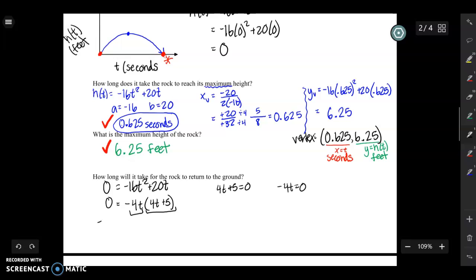So let's go ahead and solve these two. Let's start with the negative 4t equals 0. I'm going to divide both sides by negative 4, and t is equal to 0. Okay, that's not surprising because we knew that one of our intercepts was at (0, 0), right? When the time is equal to 0, the rock is still sitting on the ground.